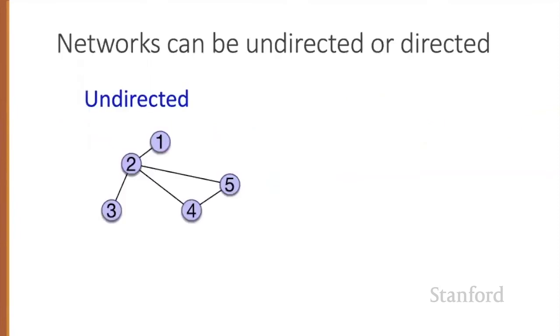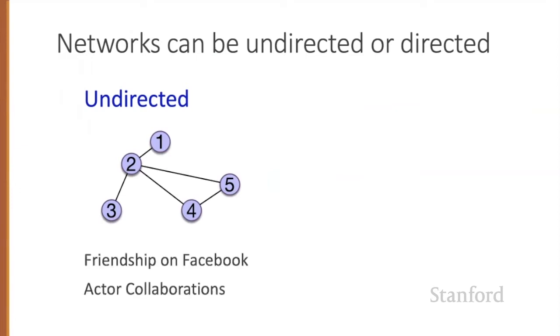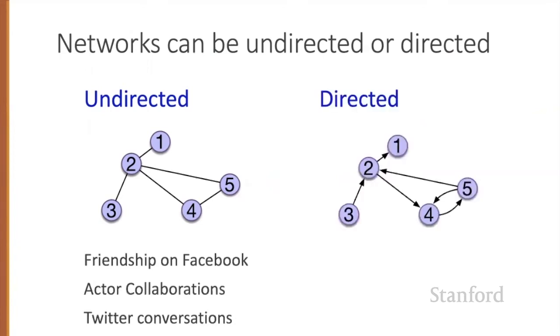Networks can be undirected or directed. In undirected networks, the edges between nodes are symmetric. Things like friendship on Facebook or actor collaborations or Twitter conversations. In directed networks, however, the edges are asymmetric. They're arrows that point in a particular direction. So in a citation graph, the nodes are papers, and the edges point, let's say, from paper 2 to paper 1 if paper 2 cites paper 1. Following someone on Twitter or Instagram is a directed relation.